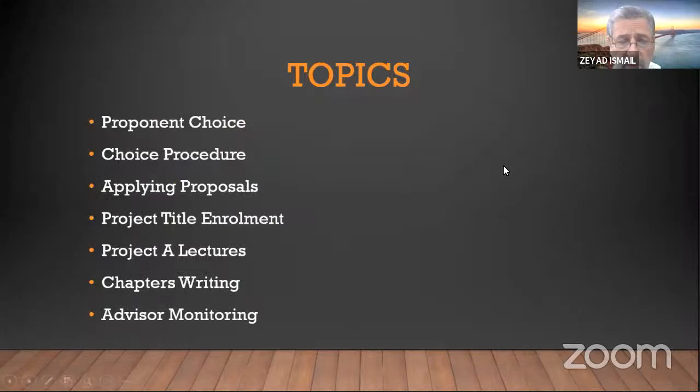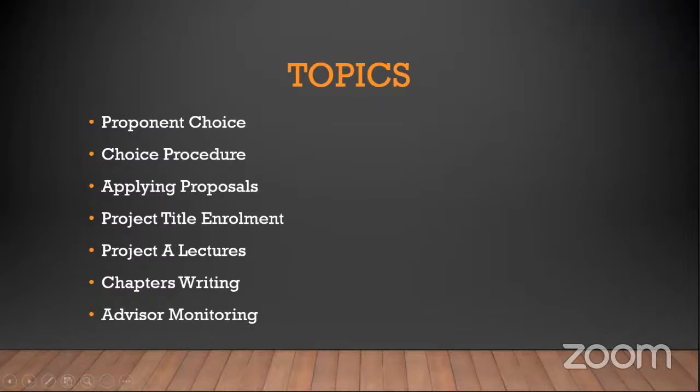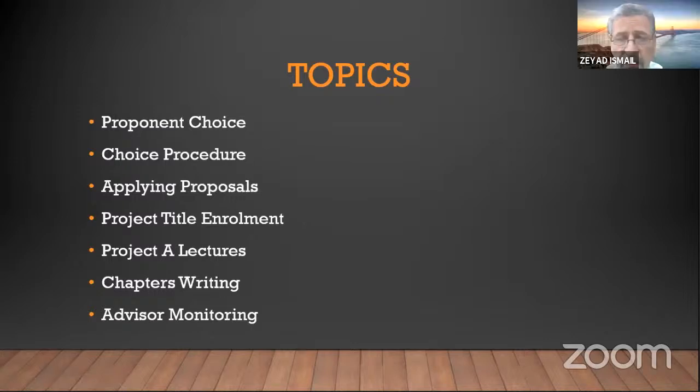The topics I'm going to go through start with the proponent choice. Proponent means the students who are going to prepare or work on the project, and here we have no more than three students together as a group. Then we have the choice procedure, applying proponent: how do they choose their project, under what rules? Then they apply a proposal for that, and after that they do enrollment. We also give lectures to the students on how they will deal with their project, how they will write their topics and chapters, then chapter writing and advisor monitoring.